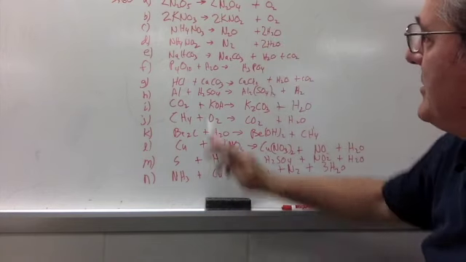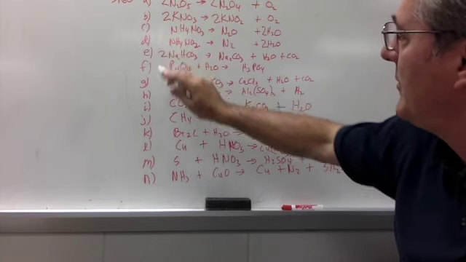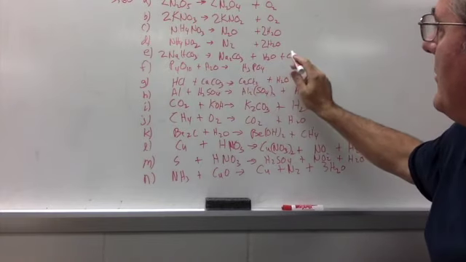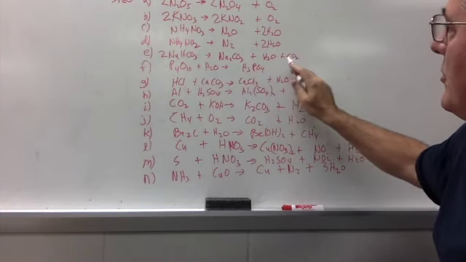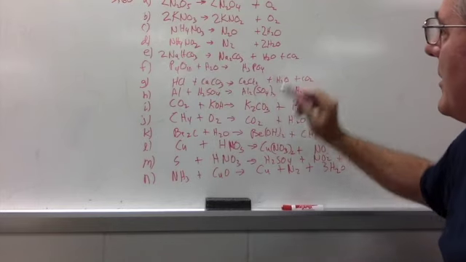ion. NaHCO3 has 1 sodium. This has 2, so I need to double this. That gives me 2 H's and 2 H's, 2 carbons, 1 plus 2, 2 carbons, 6 oxygens, 3, 4, 5, 6 oxygens.